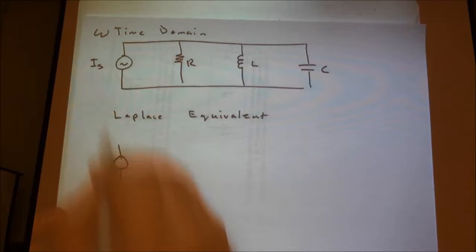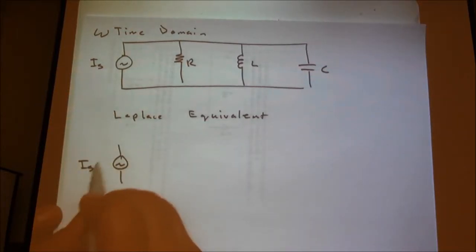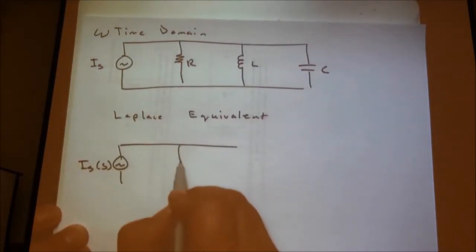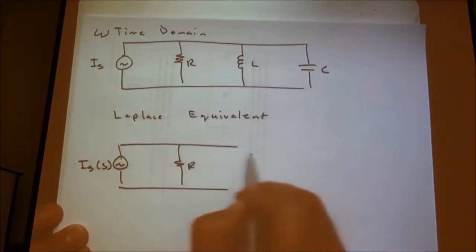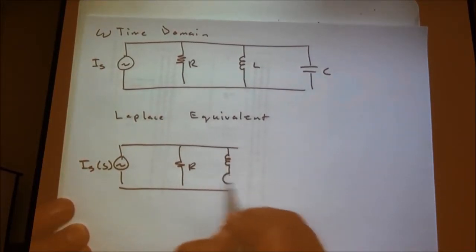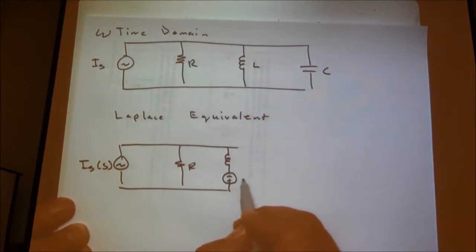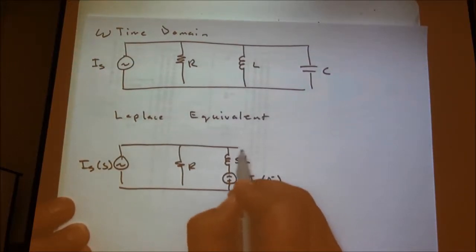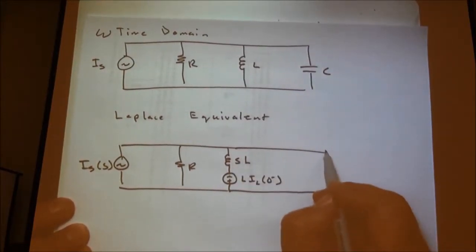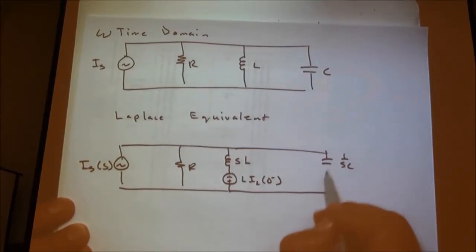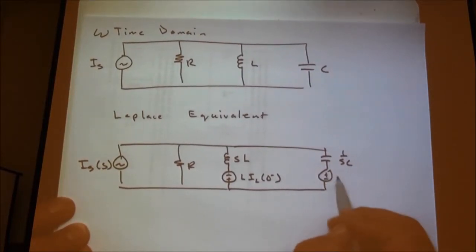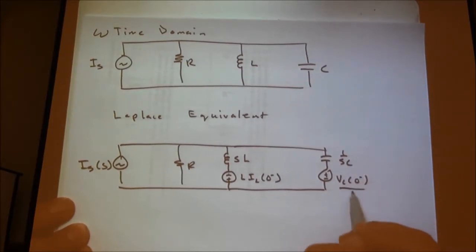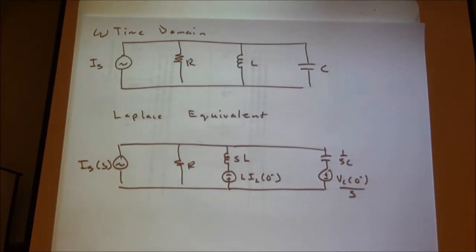Well, this is just IS of S, whatever that may be. Resistor is still a resistor, of course. The inductor with an initial condition term, minus plus L times IL(0 minus), and that's SL. Our capacitor, 1 over SC, plus minus VC(0 minus) over S. And so, there's our circuit.